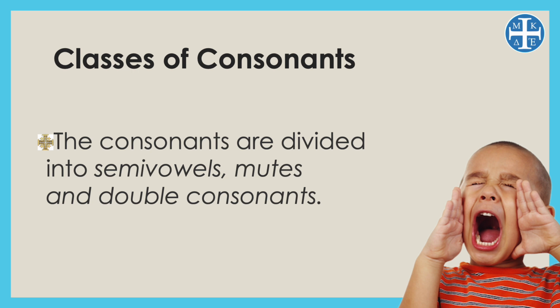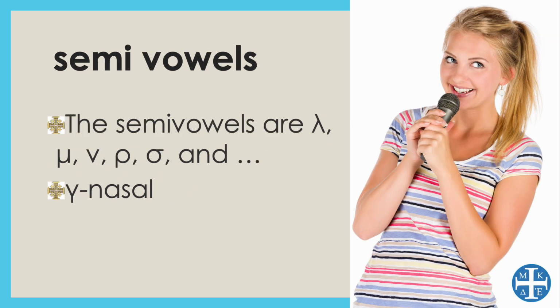But let's start off by looking at consonants. I looked at vowels in the previous video on the introduction to the alphabet. Consonants are divided into different classes. We have the semivowels, the mutes, and the double consonants. So what is the difference between a vowel, a semivowel, and a consonant?